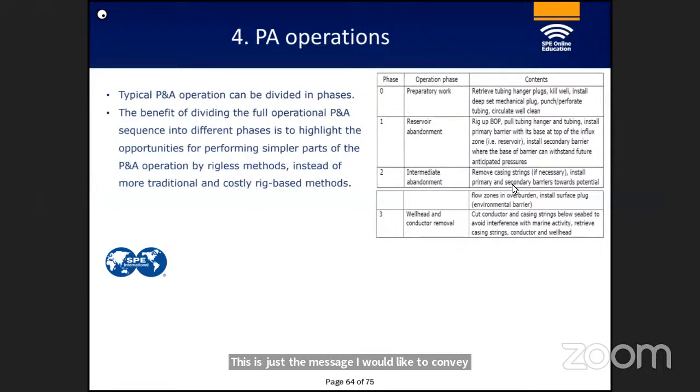When we are performing the P&A operation, it could be divided into 3 or 4 distinct phases. The first will be the preparatory work, when we do the planning process. We can start with killing the well, removing the tubing, etc., clearing the well, then doing the reservoir abandonment, then intermediate abandonment, and the final is the wellhead and conductor removal.